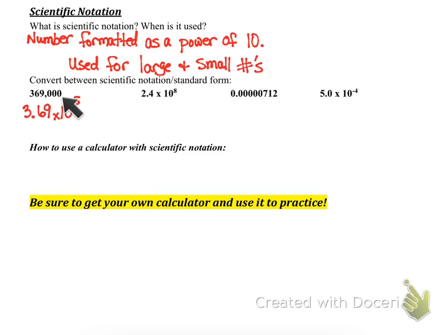369,000, the decimal would start out here. And we would move it over 5 times to get it between the 3 and the 6. So our number is raised to the power of 5. If the number is bigger than 1, the power is going to be positive. So it's 10 to the positive 5.